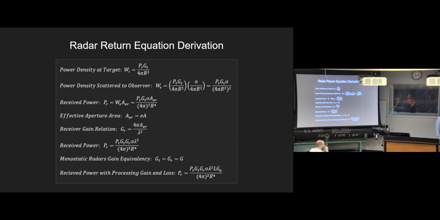And then we finally get to our full received power, which is the power I shot out, times the gain of what I shot out, times the gain of what came back, times my radar cross-section in meters, times that wavelength squared, all divided by this massive r to the 4th power.